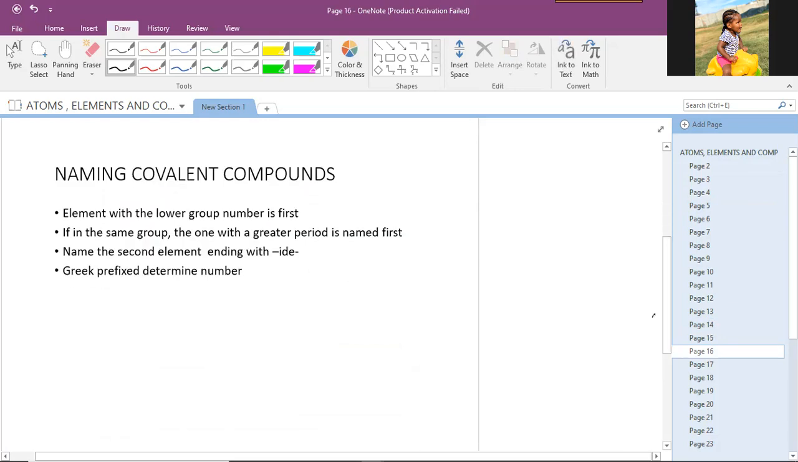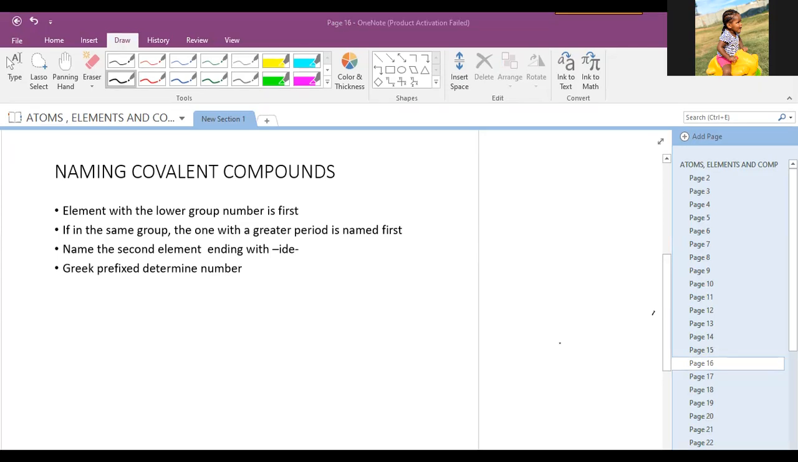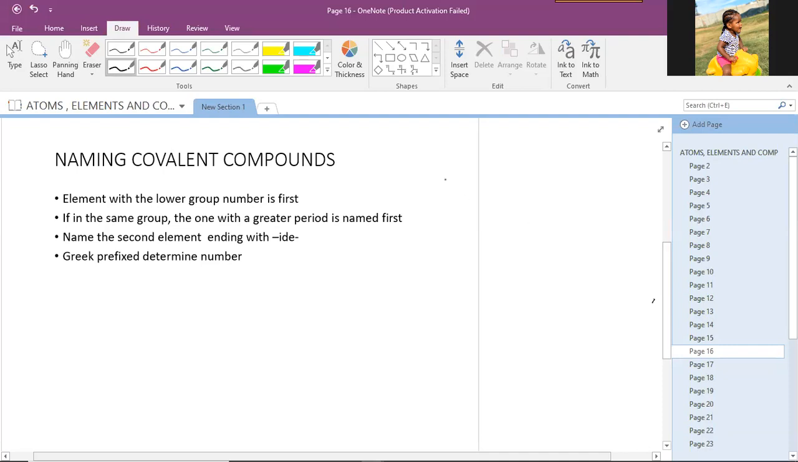Should I teach this? Yes. Can I end here for today? I feel like if I continue with this part, you are going to hate me. You are going to hate chemistry, because we have 37 slides to go through.